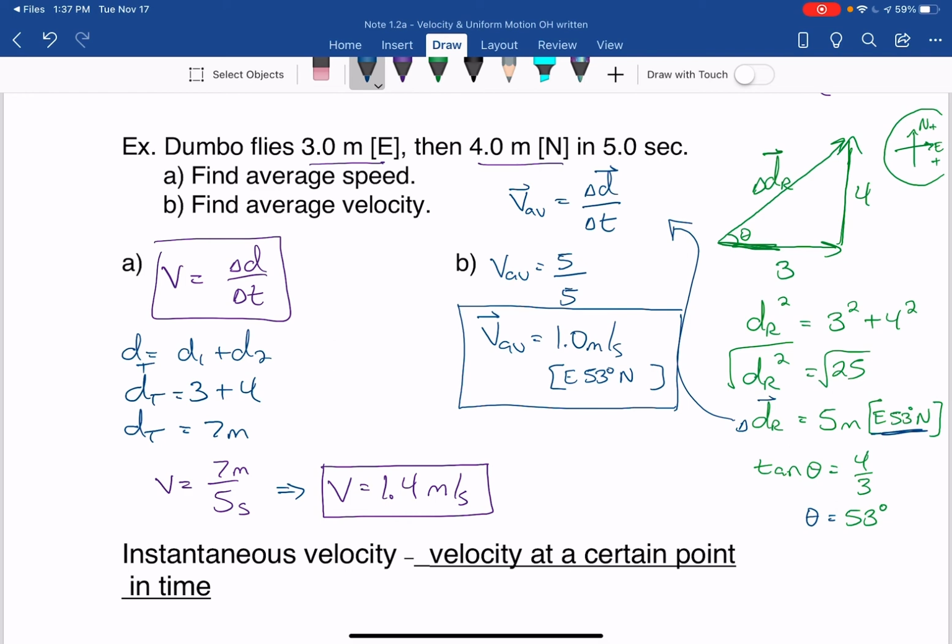Average speed and average velocity are not the same thing. I can't just add a direction onto speed to get velocity. They actually use different quantities. Velocity is using displacement up here, and speed is using distance up here.